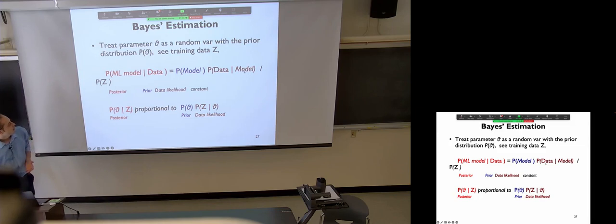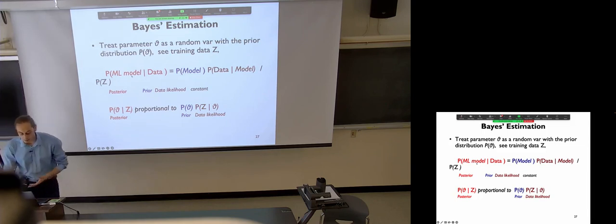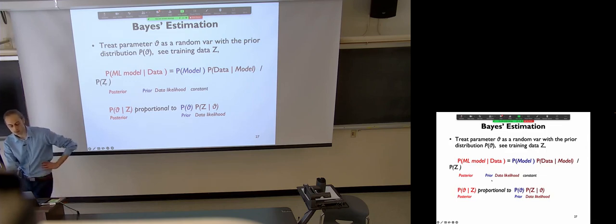We basically have the posterior of something like a machine learning model, for example, or a parameter given the data more broadly, is equal to the prior of the model times the likelihood of the data given the model, divided by the normalization factor. So again, this is called the posterior, this is called the prior, the data likelihood, and this is a constant.